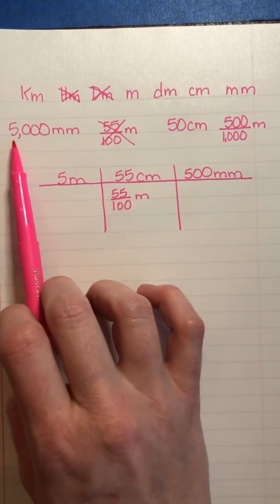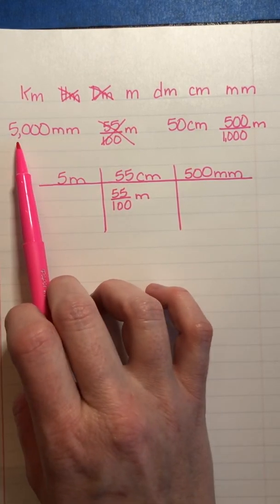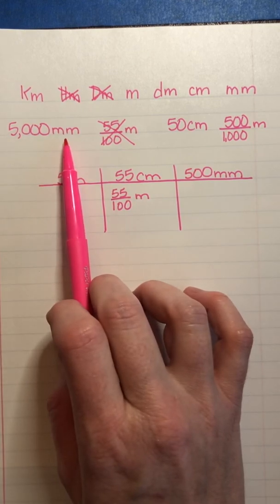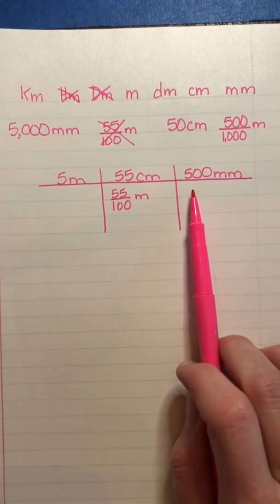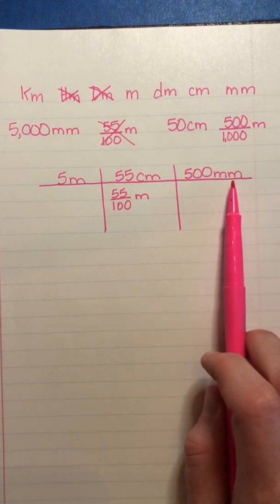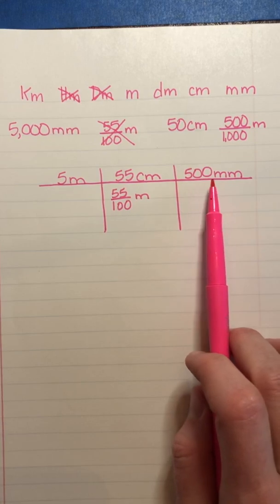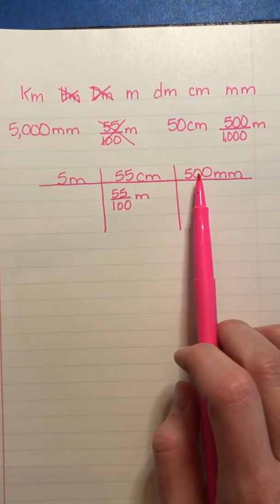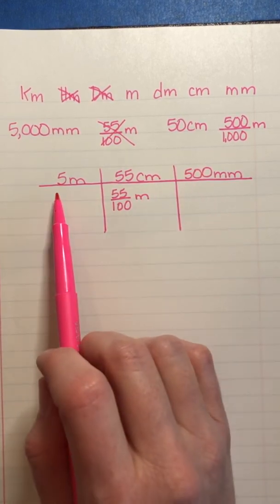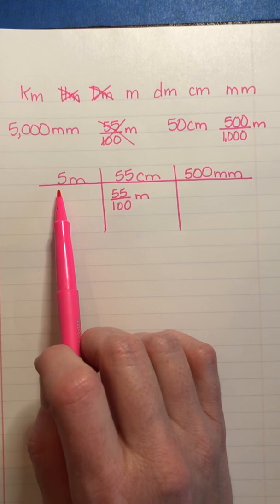So first off, we've got 5,000 millimeters. Well, is it going to make sense to say 5,000 millimeters is the same amount as 500 millimeters? Their unit at the end is exactly the same, but the number at the beginning is not. So I can already tell you it's not going to go over here because 5,000 and 500 are not the same amount. But before I just automatically say that it goes in 5 meters, let's do our conversion.